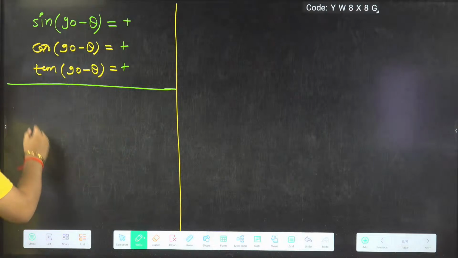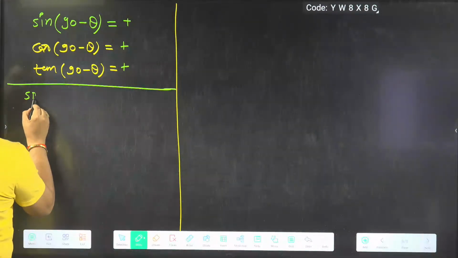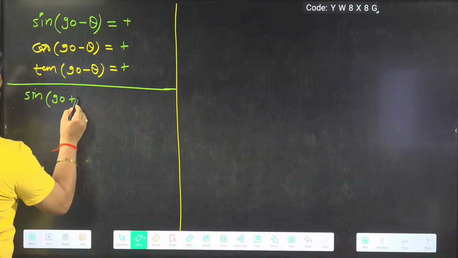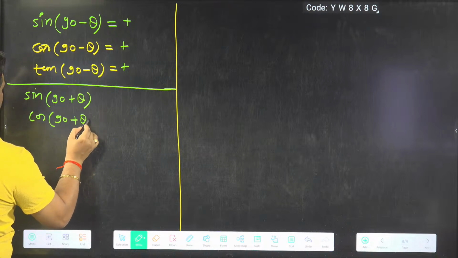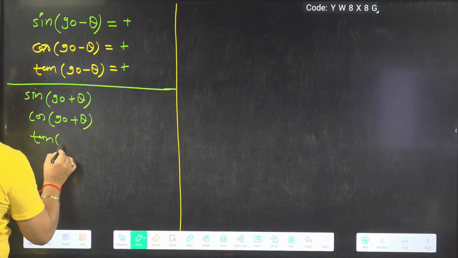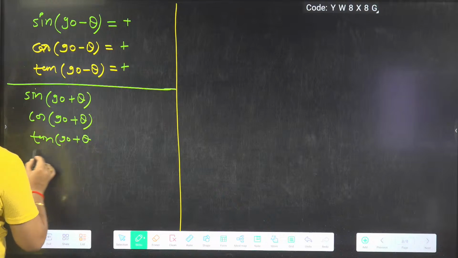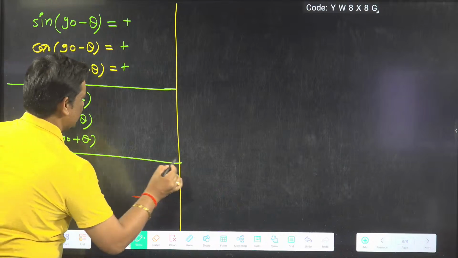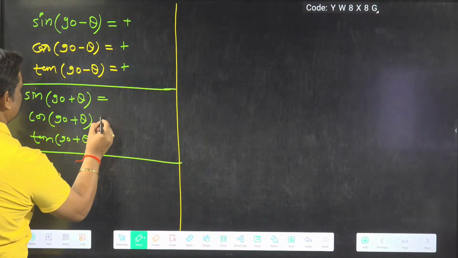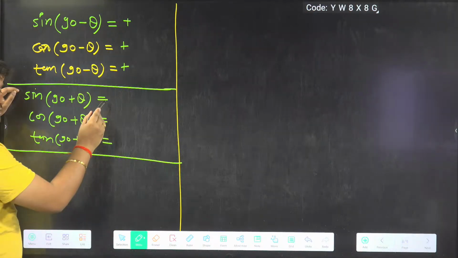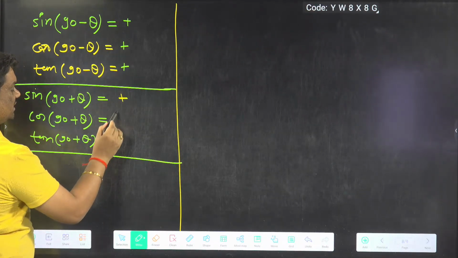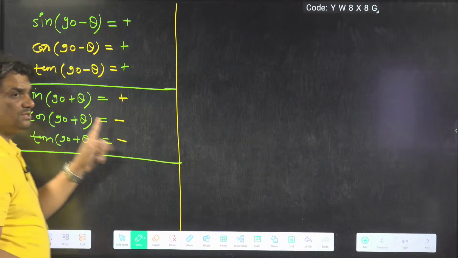Now, if I write here sine 90 plus theta, then cos 90 plus theta, and here tan 90 plus theta. Tell me, in this one all are in the second quadrant. In the second quadrant, are they positive or negative? Will sine be positive or negative? Tell fast. Sine is going to be positive, but the rest are going to be negative. I hope this is clear.